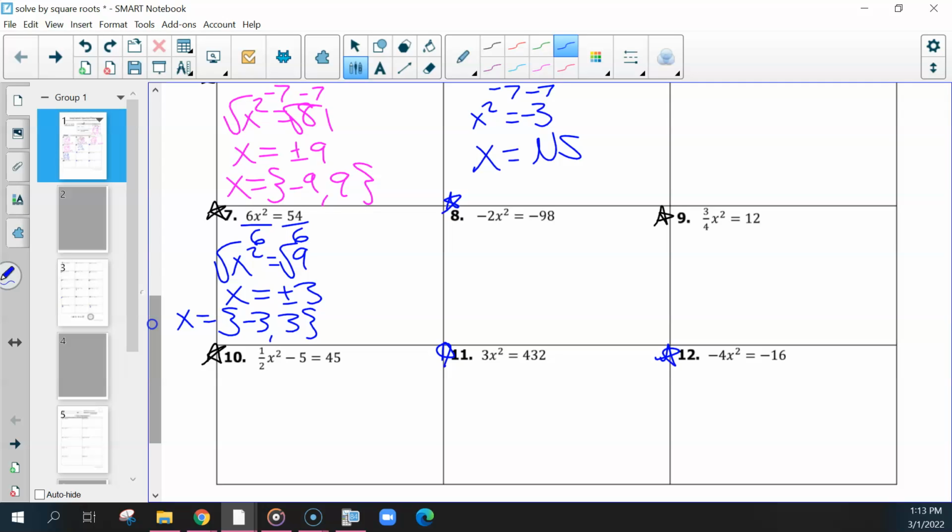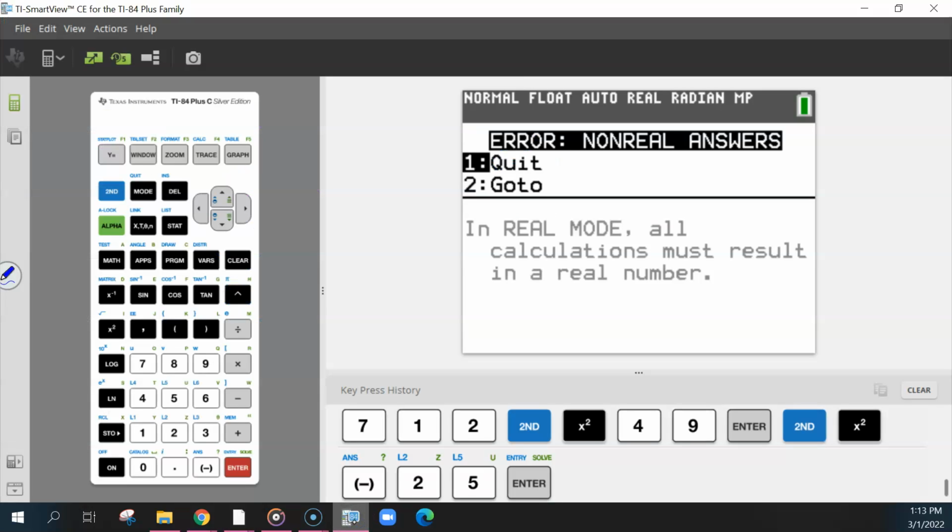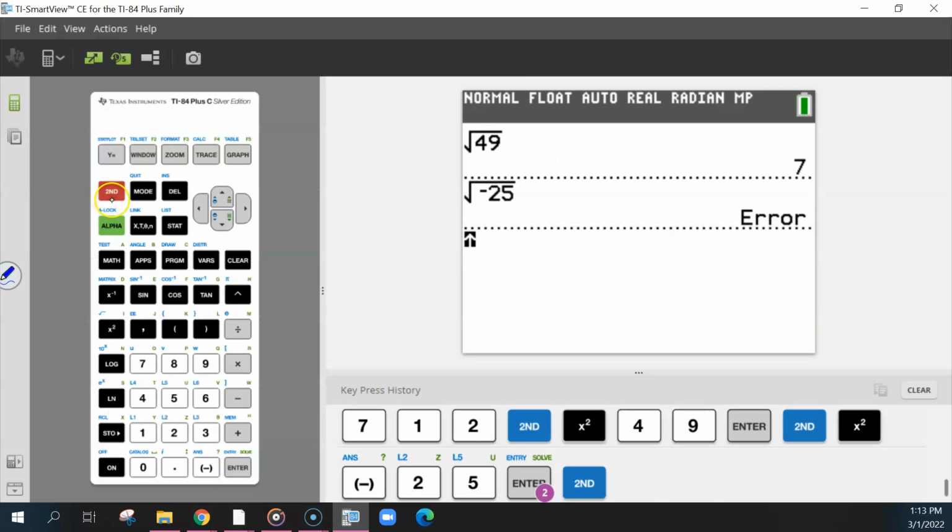Where are you getting things from? If we take the square root of 9, don't just square it. Take the square root of it and then add plus or minus.